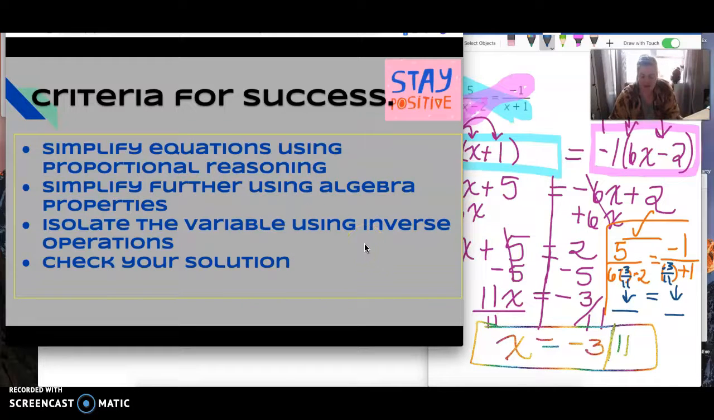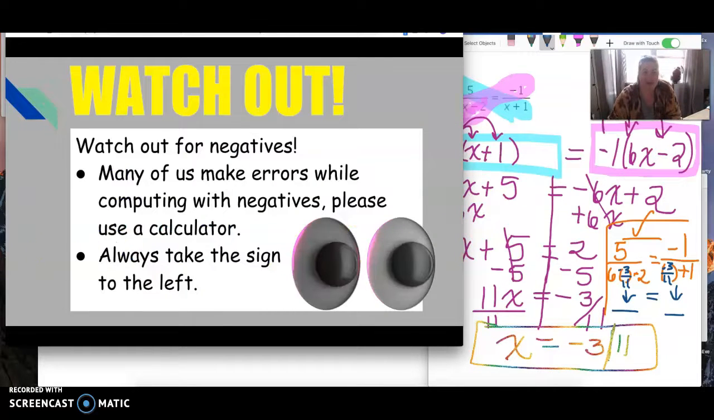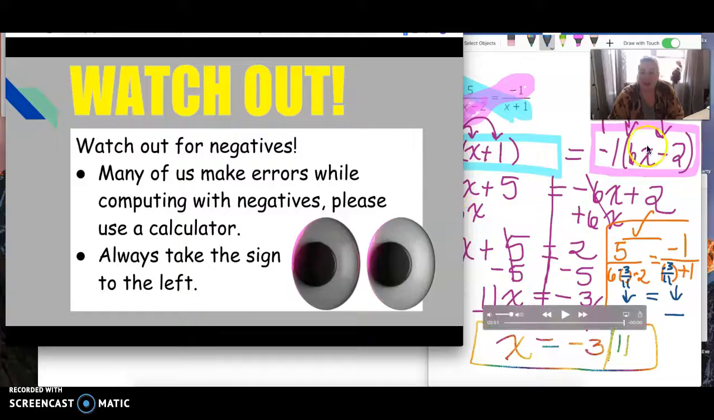Before I let you guys go off to the races, something to watch out for are those negatives, day after day after day. We're watching for those negatives. We're going to be distributing a lot today because of proportional reasoning using cross multiplication. And we're going to have numbers out on the front distributing to the inside. And there's negatives all over the place. So make sure you're always taking the sign to the left.